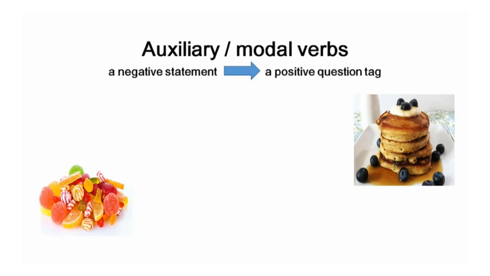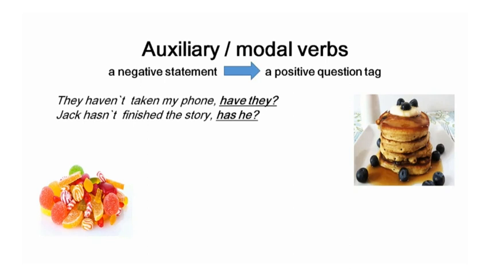If we have a negative statement containing an auxiliary or a modal verb, we will have a positive question tag. They haven't taken my phone, have they? Haven't becomes have, and we add they. Jack hasn't finished the story, has he? Hasn't becomes has, and we add he because Jack is here the subject.